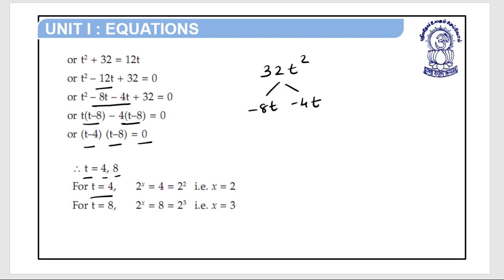For t is equal to 4, 2 raised to x is equal to 4, which is 2 square. So x is equal to 2. And for t is equal to 8, 2 raised to x is equal to 8, which is 2 cube. So x is equal to 3.